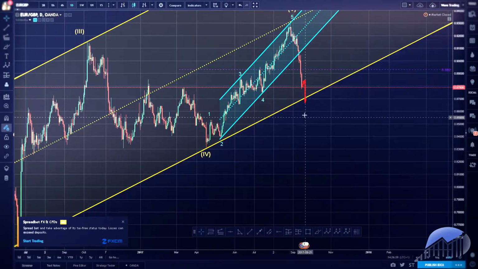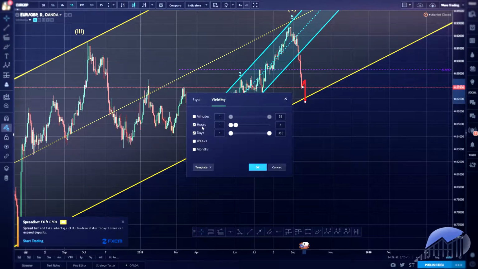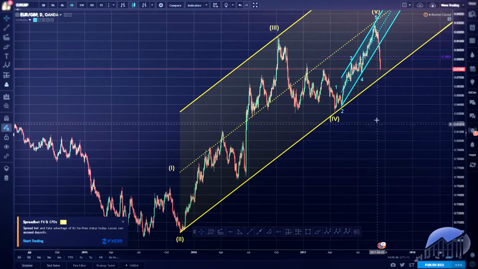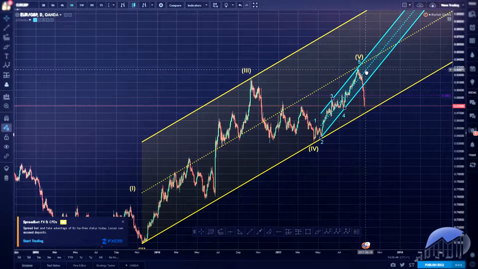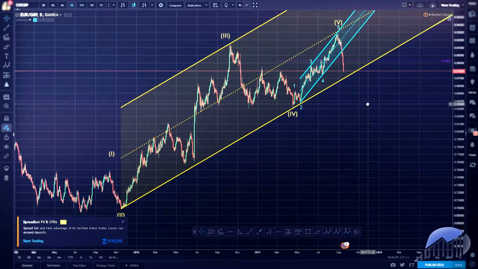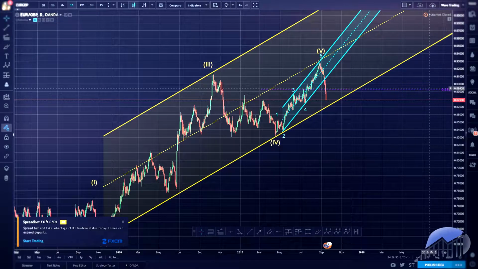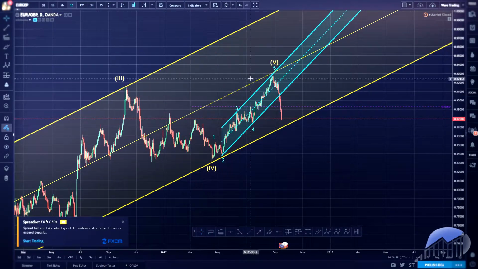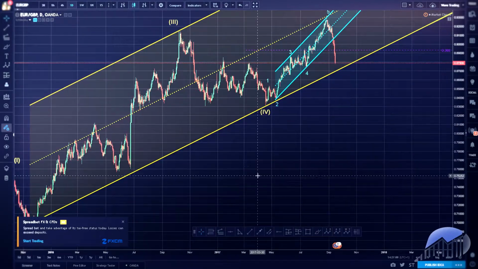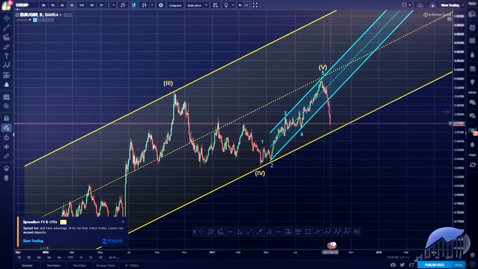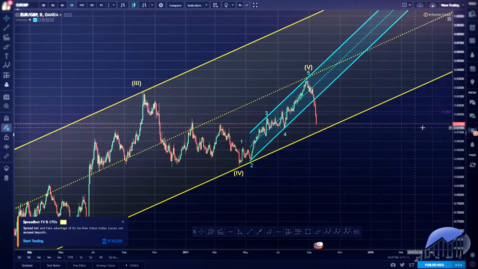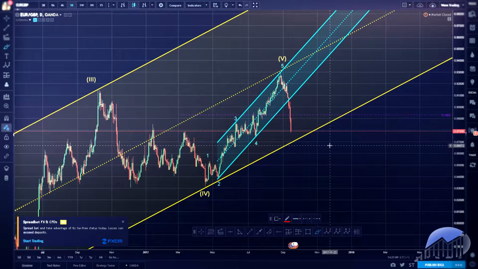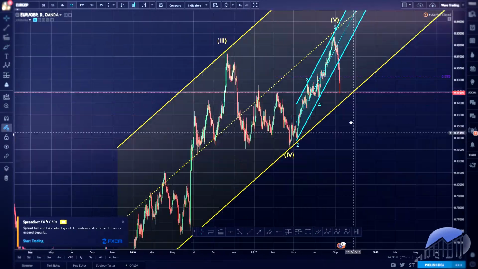Let's just go to the daily time frame. So let me just turn that off. Okay, so it does look like wave 5 is in. It perfectly touched the middle line, the middle of this channel here, and just completely turned from there, also breaking this channel here. This is definitely done.